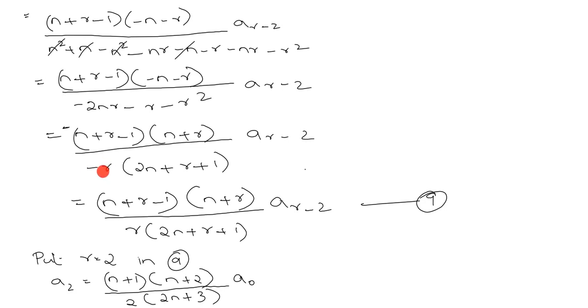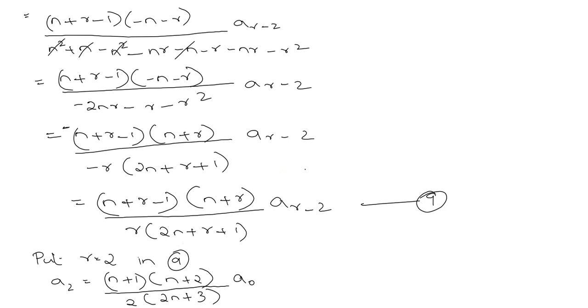So taking minus r common, what is remaining is 2n plus r plus 1 into ar minus 2. This minus divided by minus will become positive. So this is now n plus r minus 1 into n plus r, the whole thing divided by r into 2n plus r plus 1 into ar minus 2. Now we are going to put r is equal to 2 in this equation.